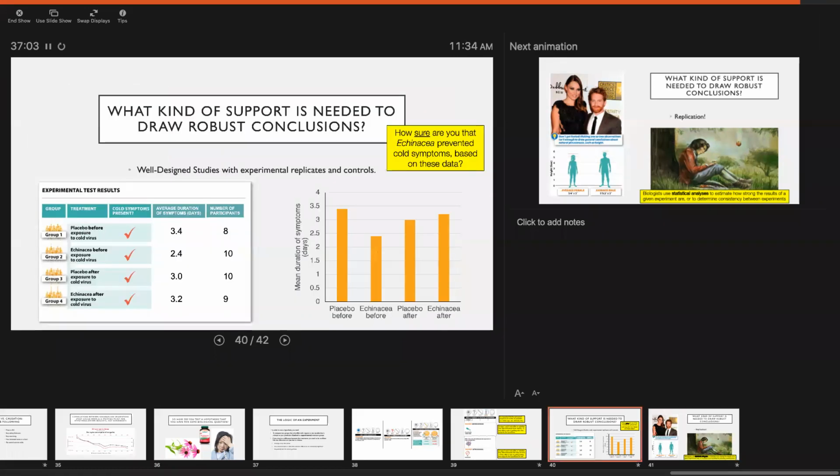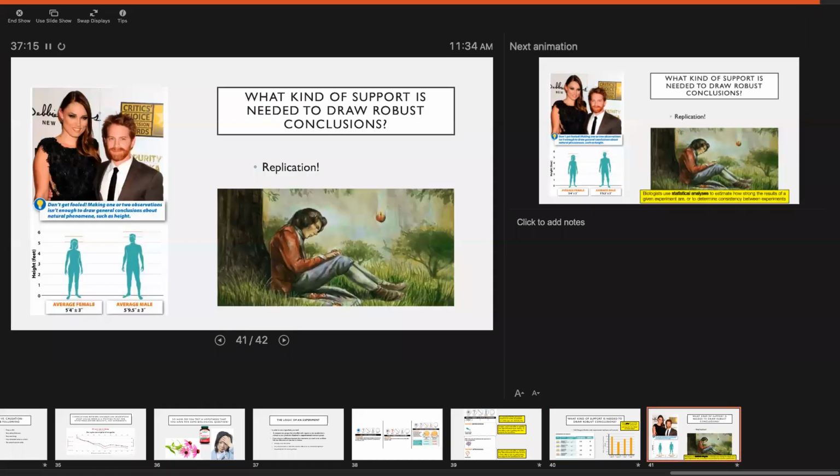So in the same way, if you're looking at our data from the previous slide, if you say based on this very small sample size that echinacea seems to be helpful, then you might be wrong because of the size of the experiment. So we want to be careful with our conclusions and say only that we've supported it, not that we've proven it, as we have before.